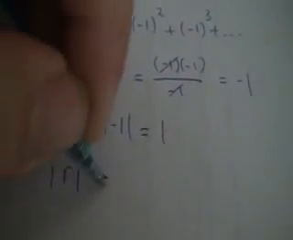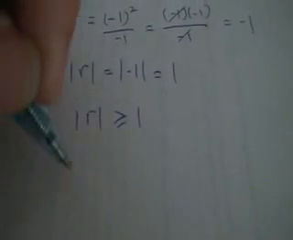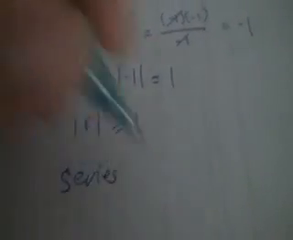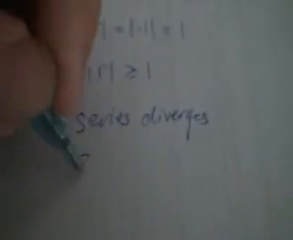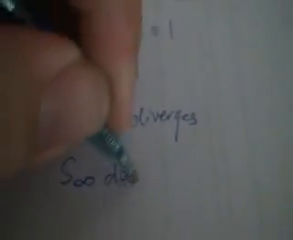And we can see that absolute value of R is greater or equals to 1. So therefore we can conclude that the series diverges. Sum to infinity does not exist.